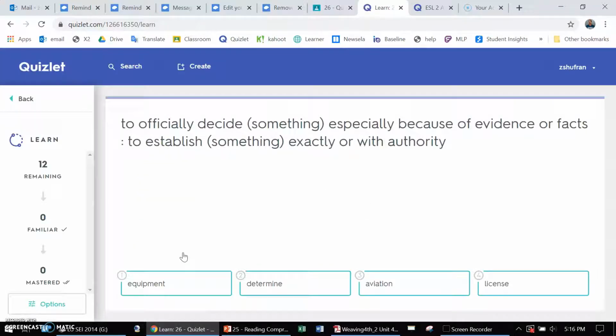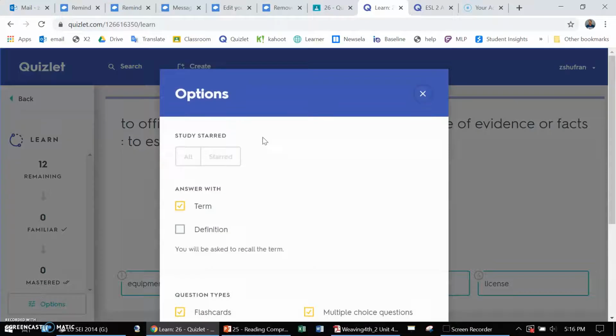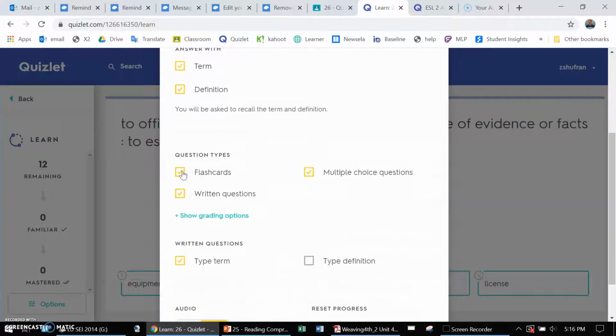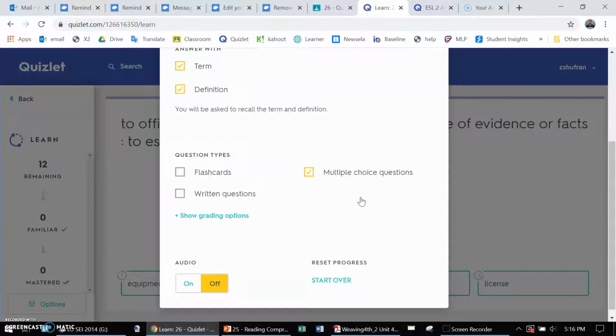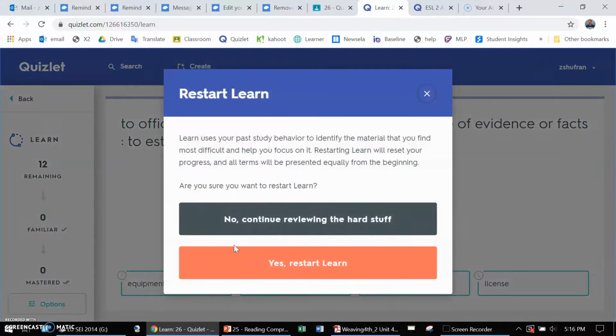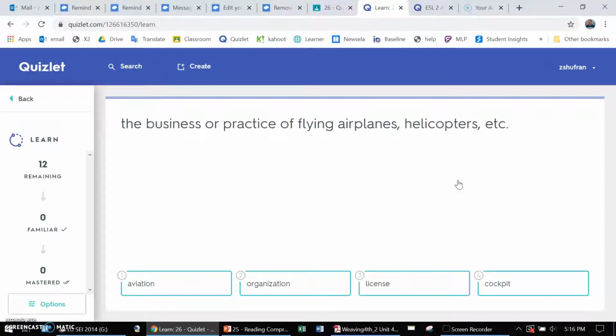And then when you do the learn one, it starts up here with the definition, and I have my four answer choices, but I always prefer to have both of these checked, and I don't do flashcards or written questions. I do just multiple choice. Okay. And then you click the red restart learn button.